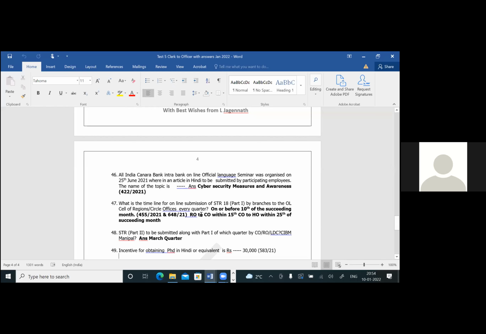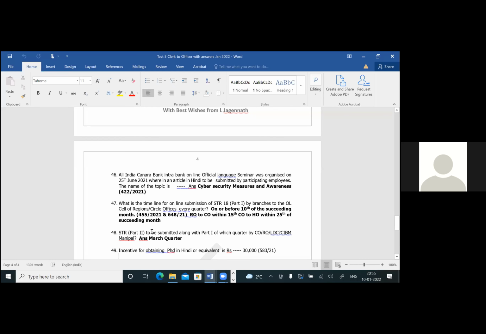So the idea is STR 18 Part 1: branches to submit on or before 10th of the succeeding month. It is quarterly. Then RO to circle office within 15th of the succeeding month, and circle office to HO within 25th of the succeeding month. Then head office to Ministry of Home Affairs on or before 30th of the succeeding month.